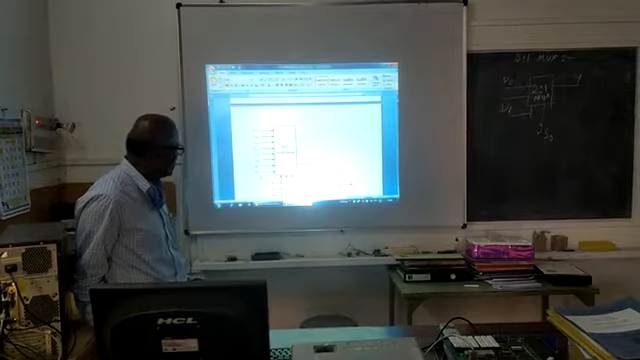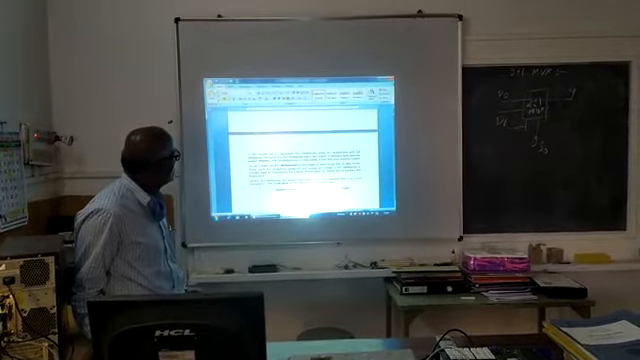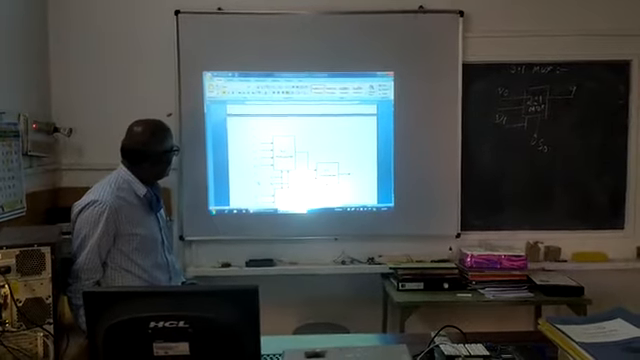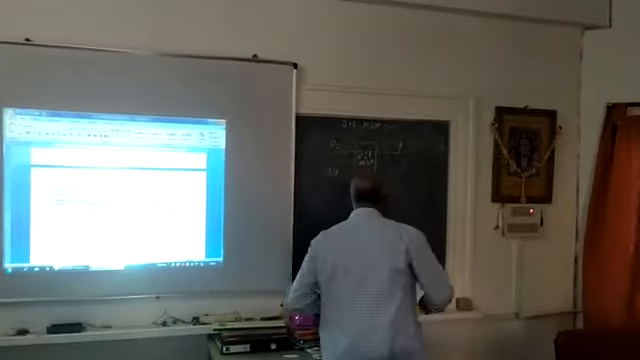It has a number of inputs. In the case of an 8:1 multiplexer, I have to draw that figure.